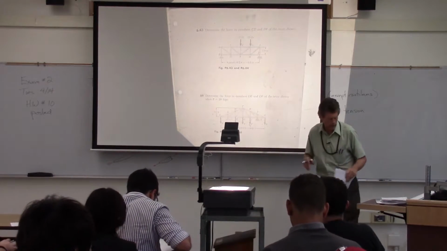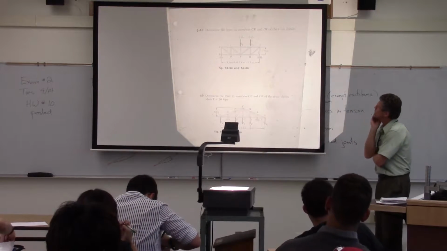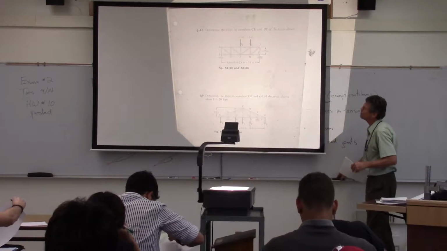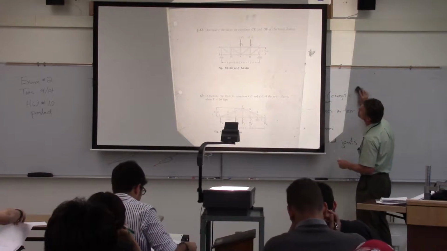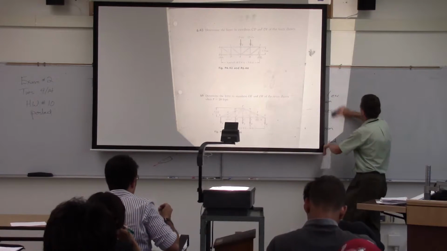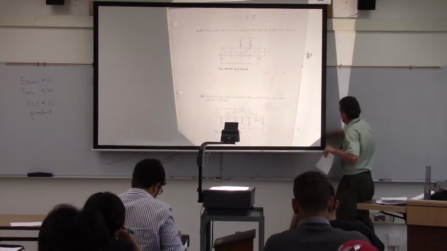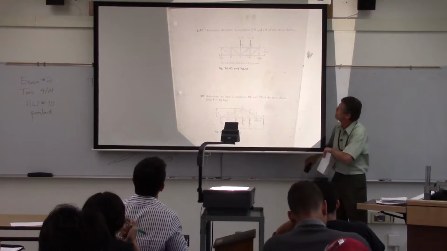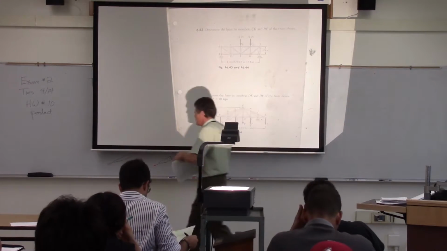Okay, so we got a couple of truss problems here that we're going to look at, but in these particular cases, we've been asked to solve for only a couple of members. The first one there is CD and DF. And then the bottom one will be DE and DF.